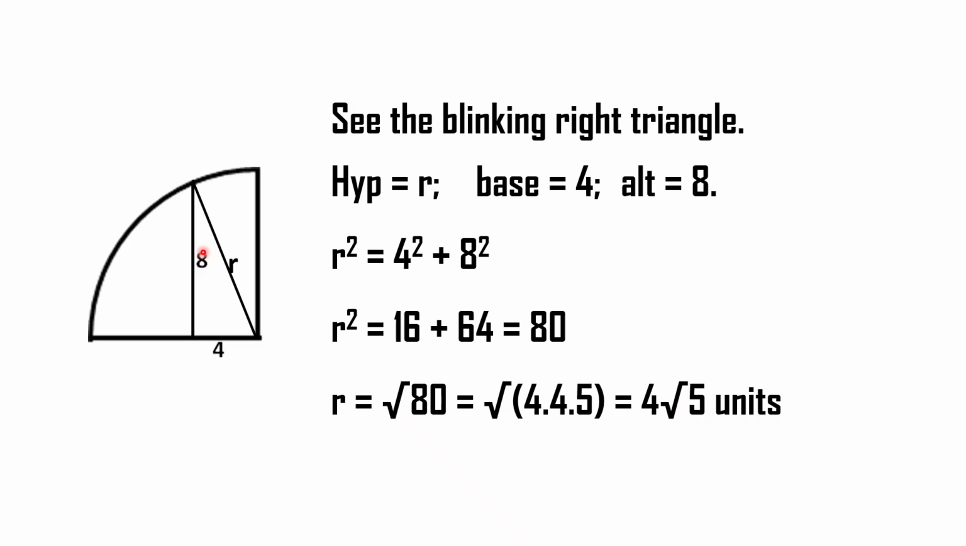From the blinking right angle triangle, by Pythagoras theorem, r square is equal to 4 square plus 8 square, that is r square is equal to 80, r equal to square root of 80, that gives 4 root 5 units. That is the value of the length of the radius of the quadrant.